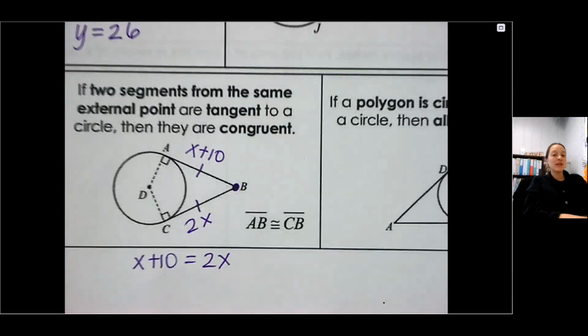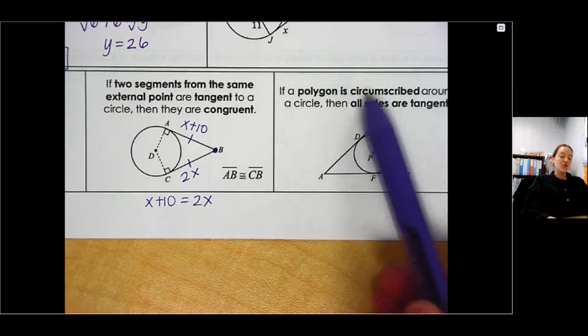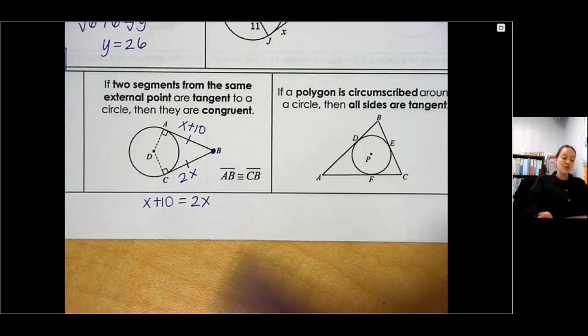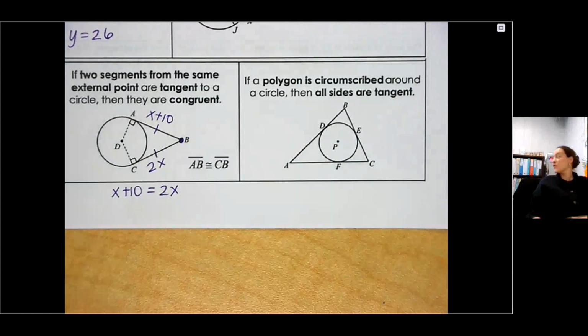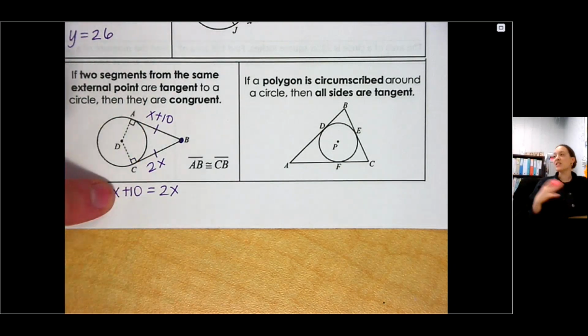The last property of tangent lines is if you have a polygon that is circumscribed, that means on the outside around a circle, then all of its sides are tangent. So using that same idea, yes. Oh, I just made up a number. I was just saying if there were two equations here, you would just set them equal. I was just making something up.